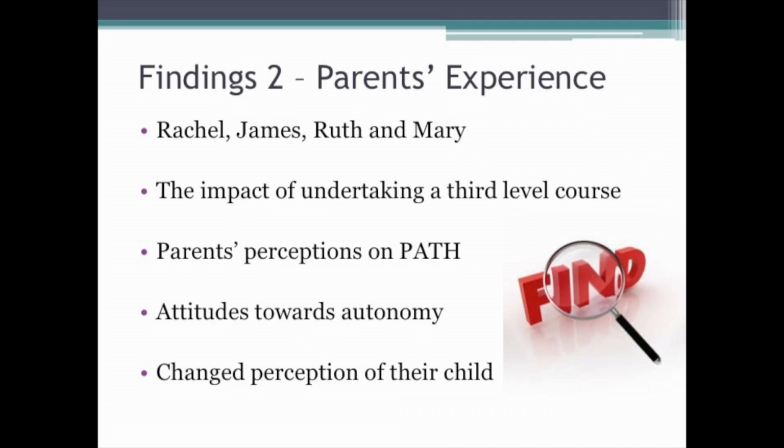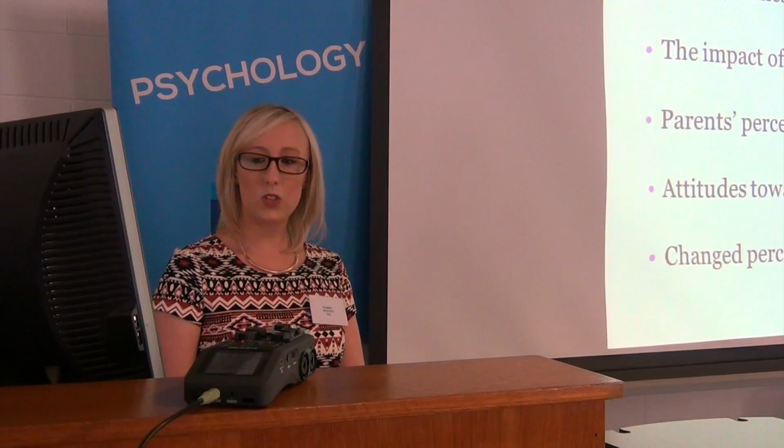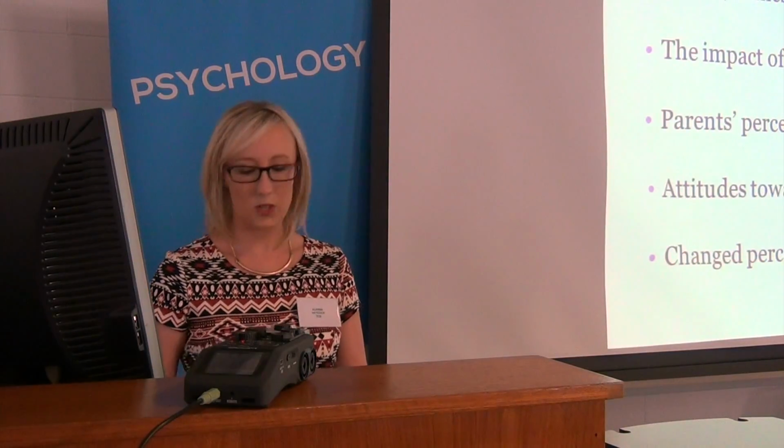This case consists of the 4 parents of the 4 students who undertook the path. So their pseudonyms are Rachel, James, Ruth and Mary. Similar themes emerged, which were the impact of undertaking a 3rd level course, parents' perceptions on path, their attitudes towards autonomy, and a changed perception of their child.